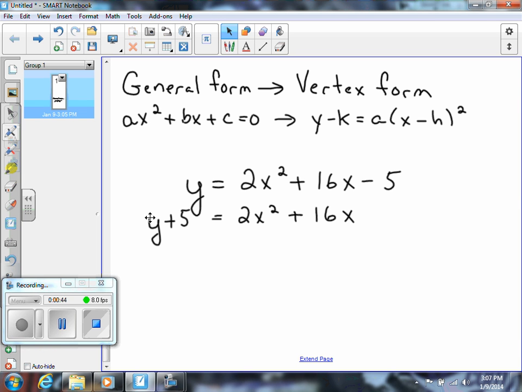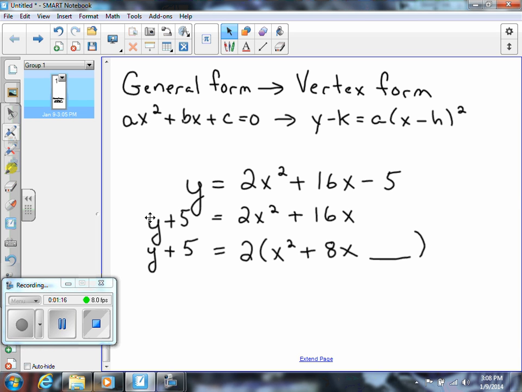The second step is isolating the x squared by dividing by the number that's in front, factoring it out as a GCF. And when we do that, it's important that we also factor it out of the second term as well. So 16 divided by 2 gives me 8. I still have my y plus 5 on the left. And I'm going to leave a little bit of space here to put in my constant that creates my perfect square trinomial.